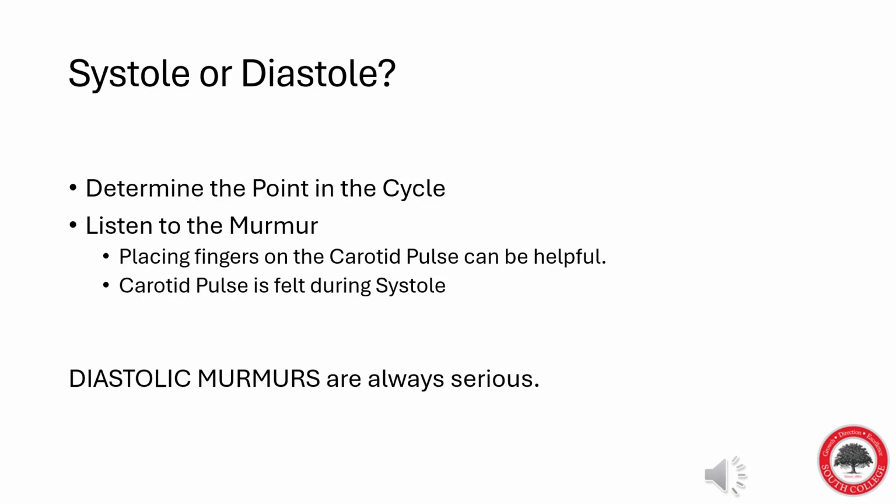If you can't figure it out, then place your fingers on the carotid pulse while you're listening, and the carotid pulse is felt during systole. So if you hear the murmur when you feel the pulse, that's a systolic murmur. And as a note for you to think about, diastolic murmurs are always serious problems. If you hear a diastolic murmur, then you need to pay attention.